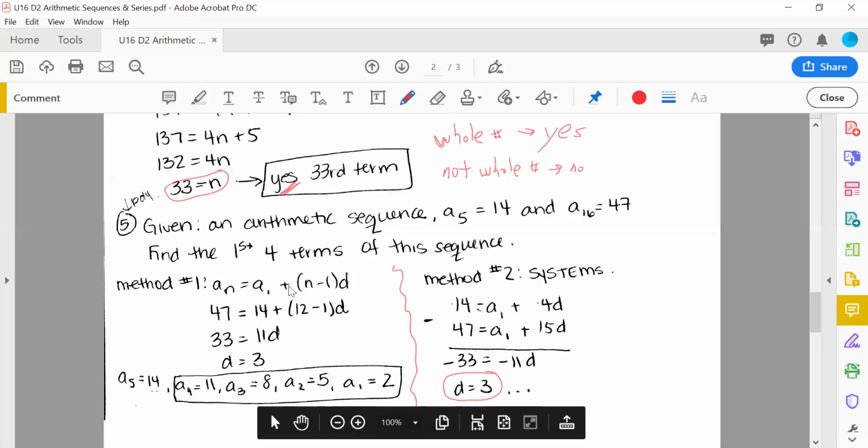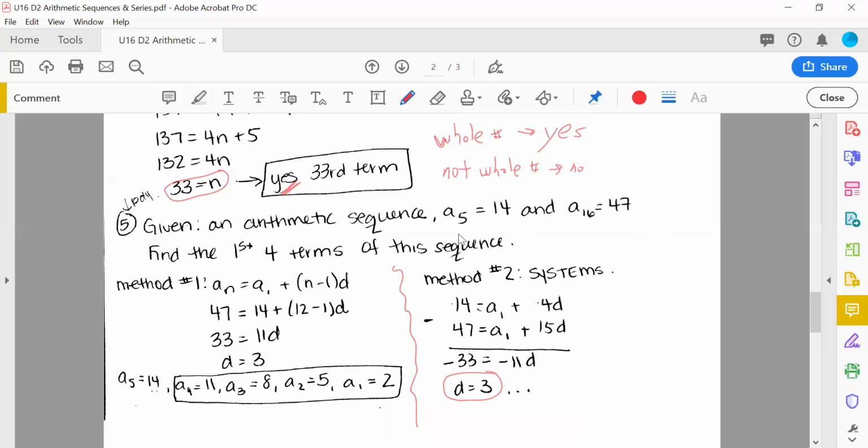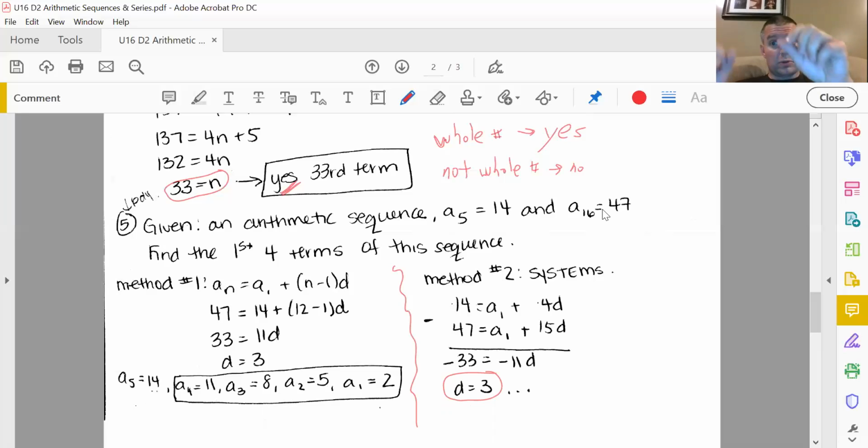Another way is to think how many terms are there in between 5 and 16, including 5 and including 16. And I'm going to go on camera for this. Count it with your fingers. You might think 11, but really it's 12. You have to include the 5. 5, 6, 7, 8, 9, 10, 11, 12, 13, 14, 15, 16. There's 12 terms from 5 to 16 if you include the 5 and you include the 16.